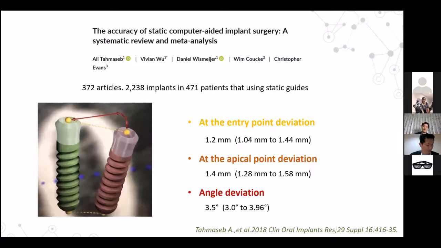Tahmaseb et al. in 2018 showed the accuracy of the static computer guide in a systematic review and meta-analysis. They found a deviation at the entry point of 1.2 millimeter and a deviation at the apical point of about 1.4 millimeter, and the angle deviation is 3.5 degrees.